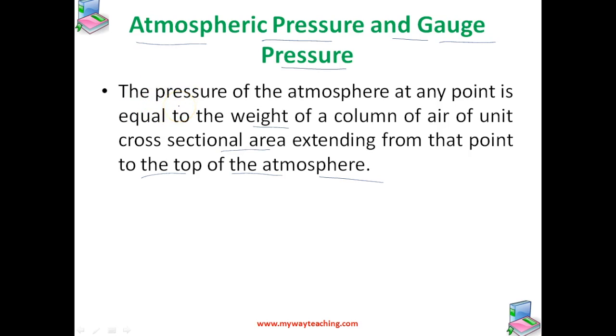At sea level it is 1 atmosphere, which is given by 1.013 into 10 raised to 5 Pascal, isn't it? This is the pressure at sea level. The Italian scientist Torricelli devised for the first time a method for measuring atmospheric pressure. How did he do that? He conducted an experiment and then found the method for measuring the atmospheric pressure. Let's see what he did.